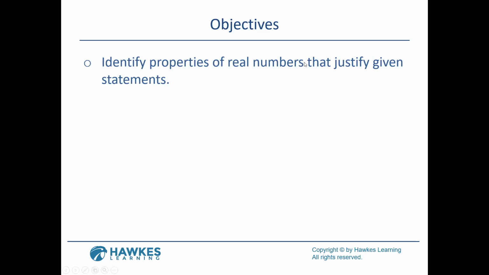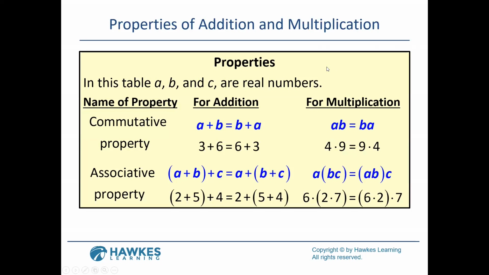All right, so let's identify the property of real numbers that justifies given statements. With these properties of addition and multiplication, let's go through the various properties and understand their characteristics. First property is the commutative property. I like to give it a nickname, flip-flop property, because if you look, a plus b equals b plus a, and that's what's happening in this property. The numbers simply flip. Likewise for multiplication, ab equals ba.